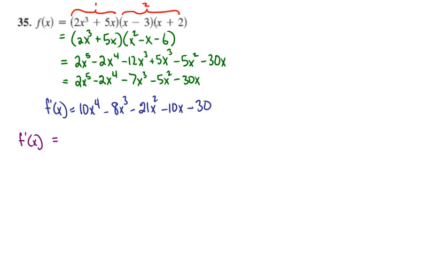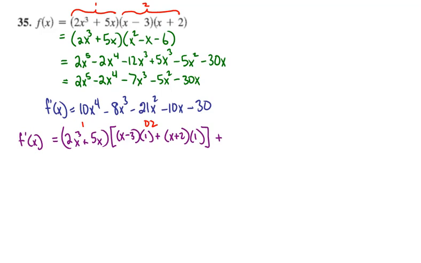So it's the first, or 2x cubed plus 5x, times the derivative of the second. Well, the second is a product. So how do we find the derivative of a product? It's the first, x minus 3, times the derivative of the second, which is just 1, plus the second times the derivative of the first. So I would call those 1d2, and we're only halfway done, right? We still need to add 2d1. And the second function we've already defined as x minus 3 times x plus 2. And the derivative of the first is 6x squared plus 5.